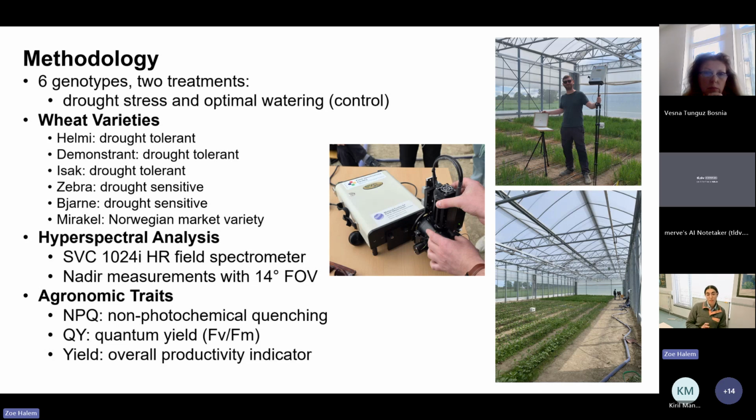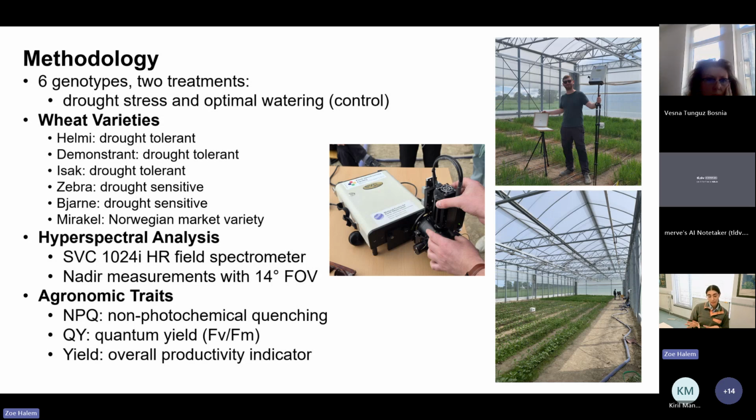Remote sensing, and specifically field spectroscopy, has been shown to provide insights into the effects that stress has on plants. Here we used an SVC field spectrometer, which is a hyperspectral sensor that measures over the 350 to 2,500 nanometer wavelength range. That's really crucial because it's measuring into the shortwave infrared, and that's been shown to tell us about water stress in plants.